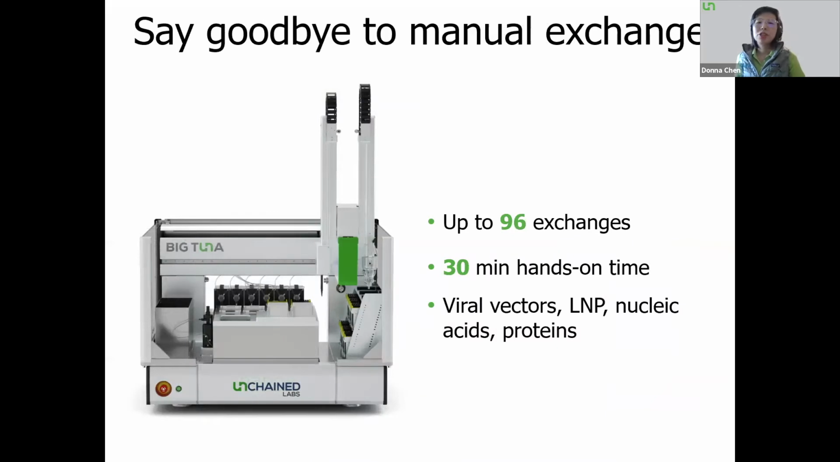So we know buffer exchange is a pain. It's labor intensive, takes a lot of time, and is hard to manage, especially if you have many samples. That's why we created Big Tuna. You can exchange up to 96 samples in one single run. We designed the platform to be so easy to use that all you need is 30 minutes of hands-on time, from designing the experiment all the way to loading the deck and hitting go. And you can come back to a finished run.